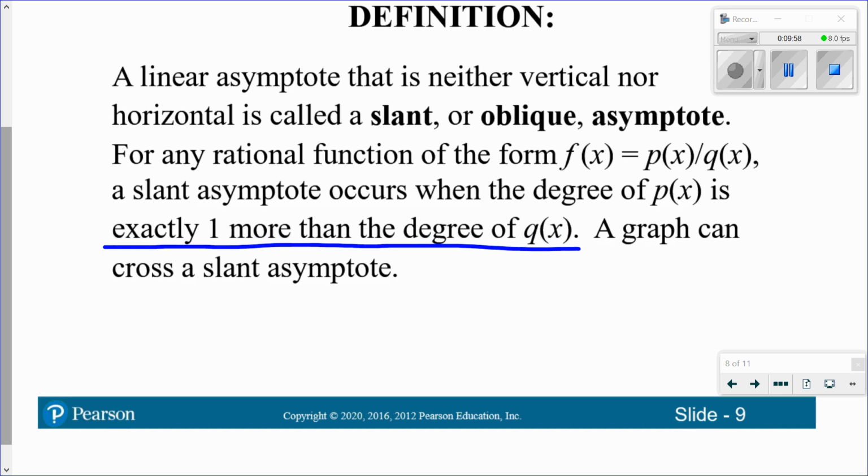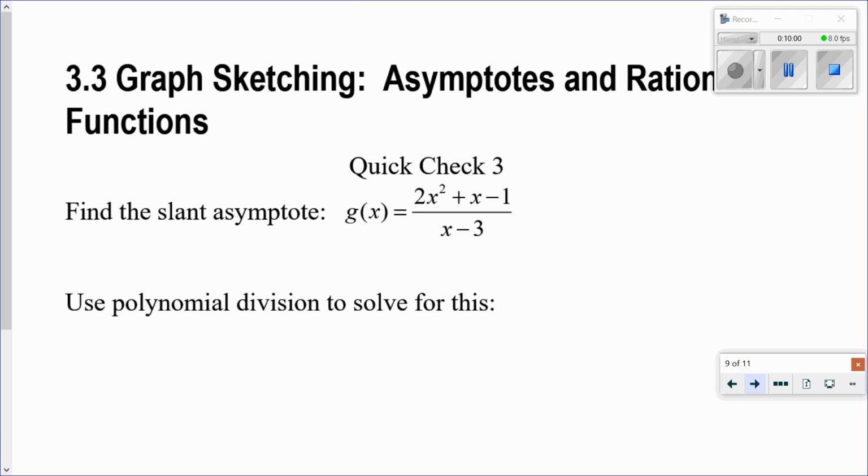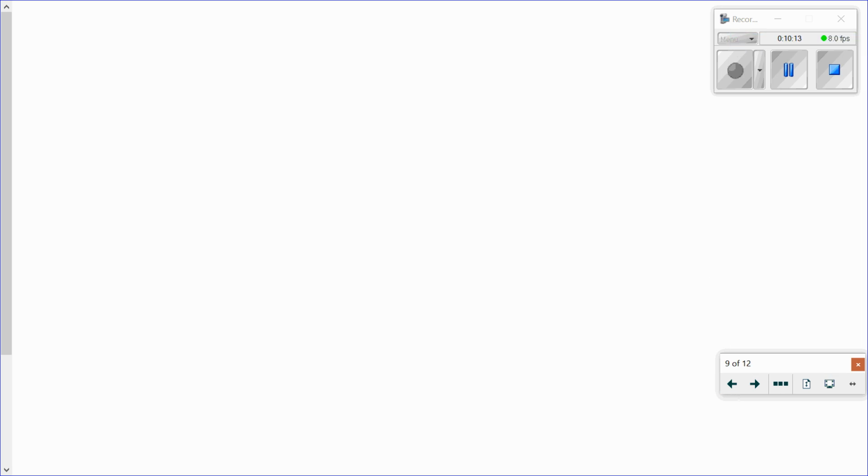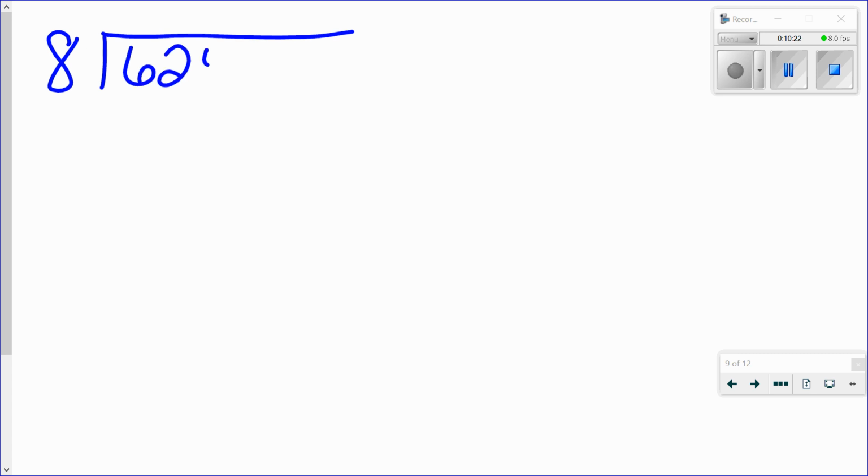And let's go ahead. I think we have an example coming up. Yep, here we go. So let's find the slant asymptote for this. And I want to start, actually, let's go back. I want to insert a page. Okay, so let's start with something that we know. 8, let's see, 624. Okay, so going back to long division when we were kids.